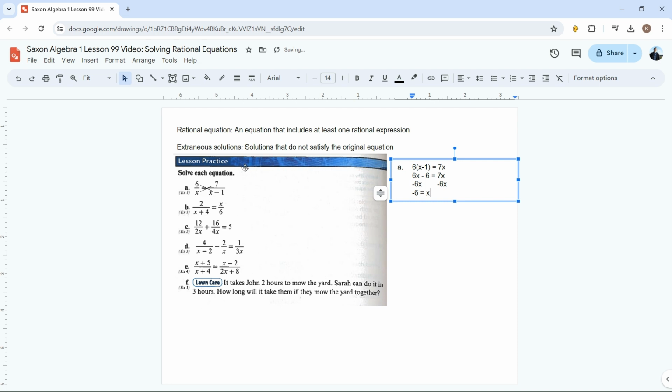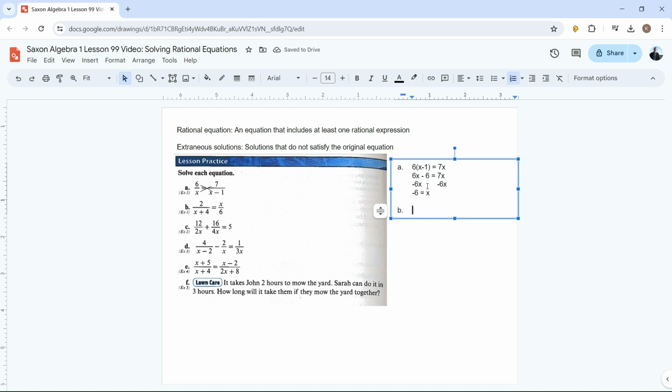All right, let me just plug in negative 6 into my original equation. 6 over negative 6 is negative 1. Notice that didn't divide by 0, so that's okay. 7 over negative 6 minus 1, well, it's negative 7 on the bottom of the fraction. 7 over negative 7 is negative 1. Negative 6 is an actual solution to this equation.